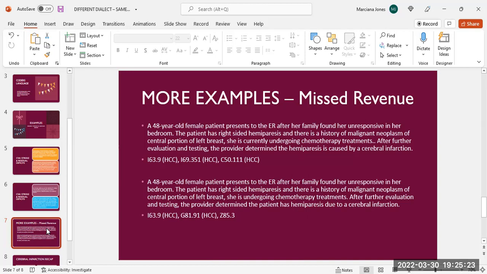So I63.9, they have that code right because they had a cerebral infarction. So most providers or coders will select that, especially in an inpatient, ER, or urgent care setting where you're actively having a stroke. So I63.9, actively having a stroke, we will use that.